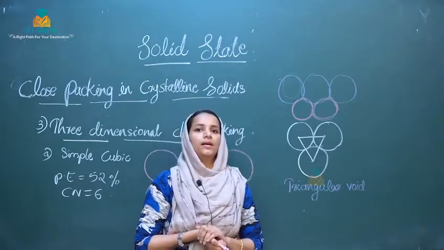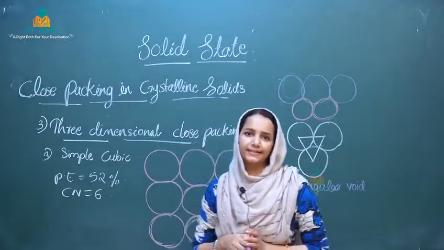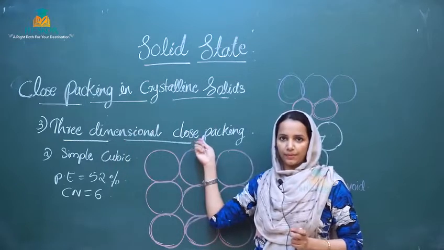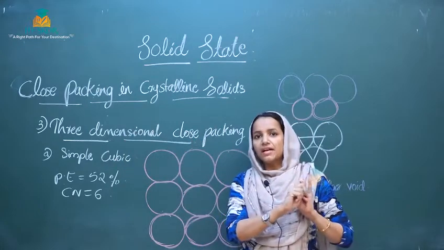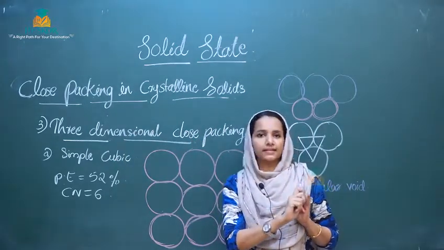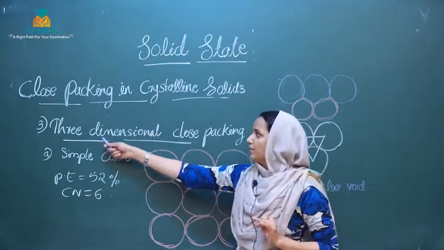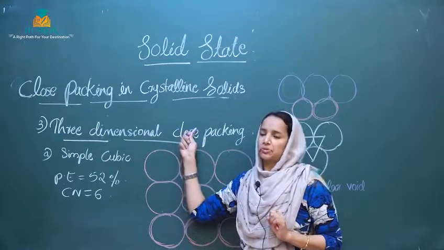Okay. So, next we move on to the next type of close packing. What is that? Yes, 3-dimensional close packing. In 2-dimensional we have square close packing and hexagonal, isn't it? That is AA type, AB type. So, now we move on to the 3-dimensional close packing.